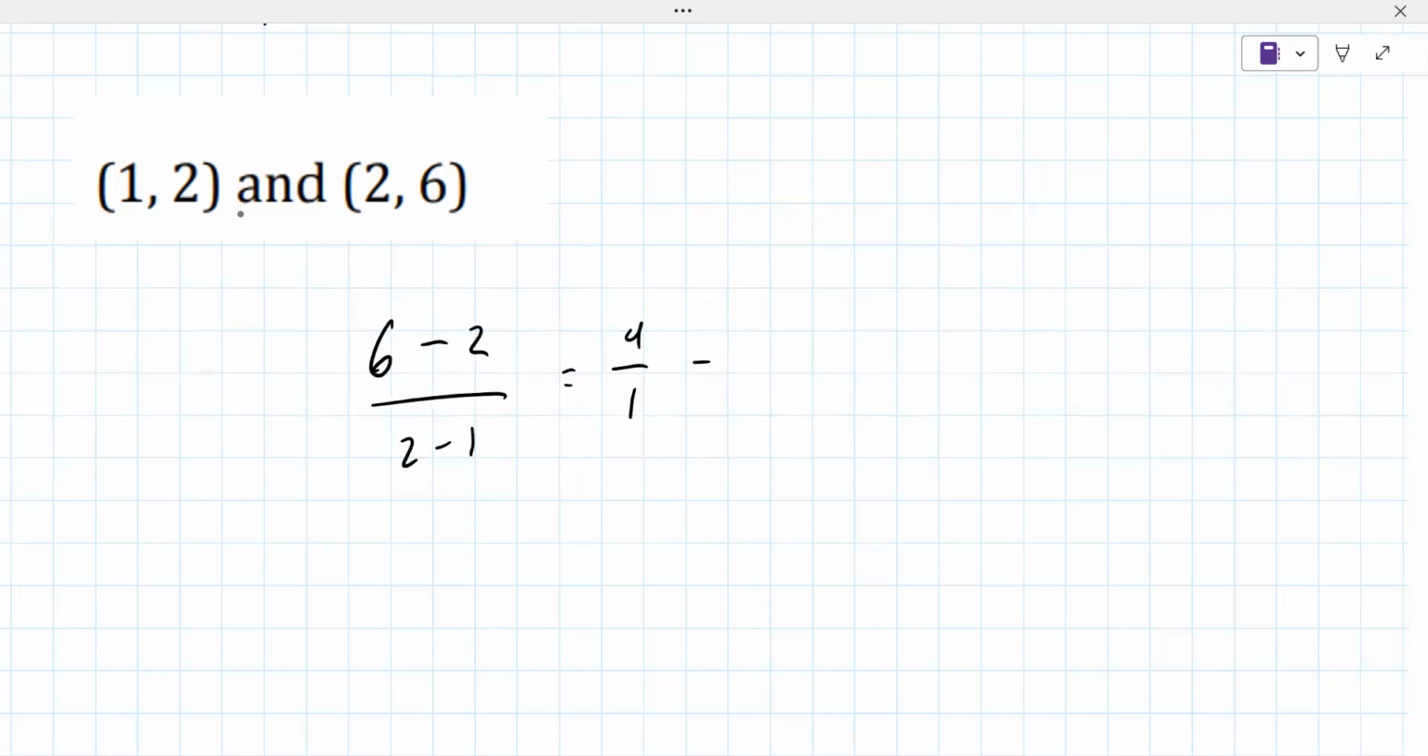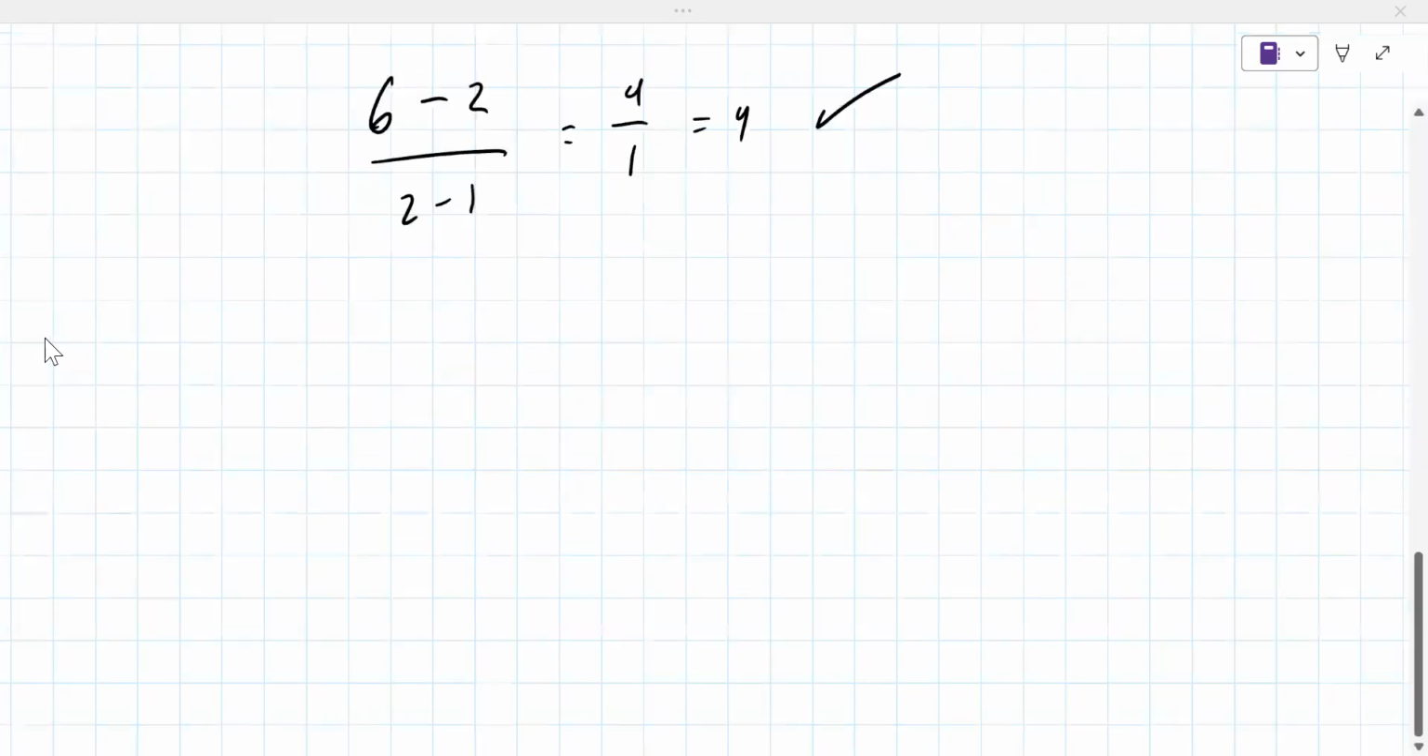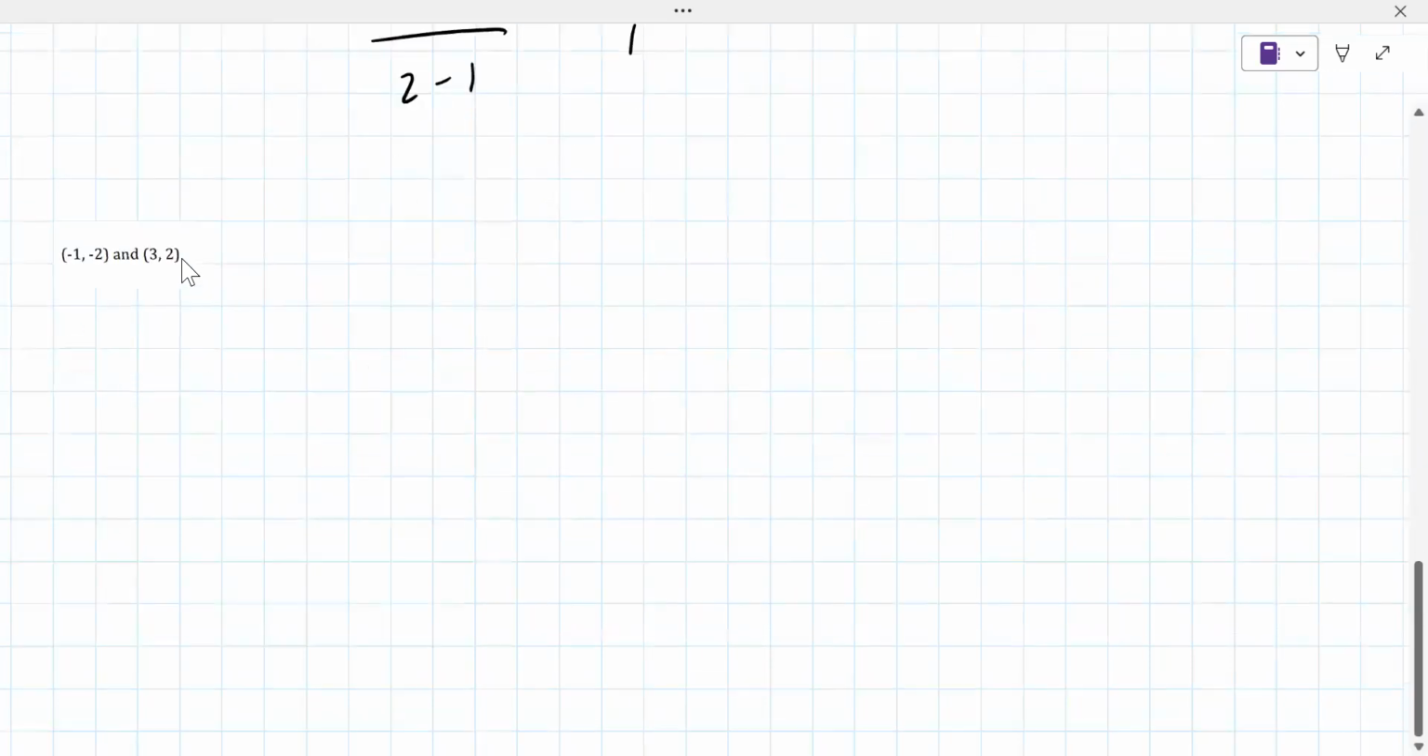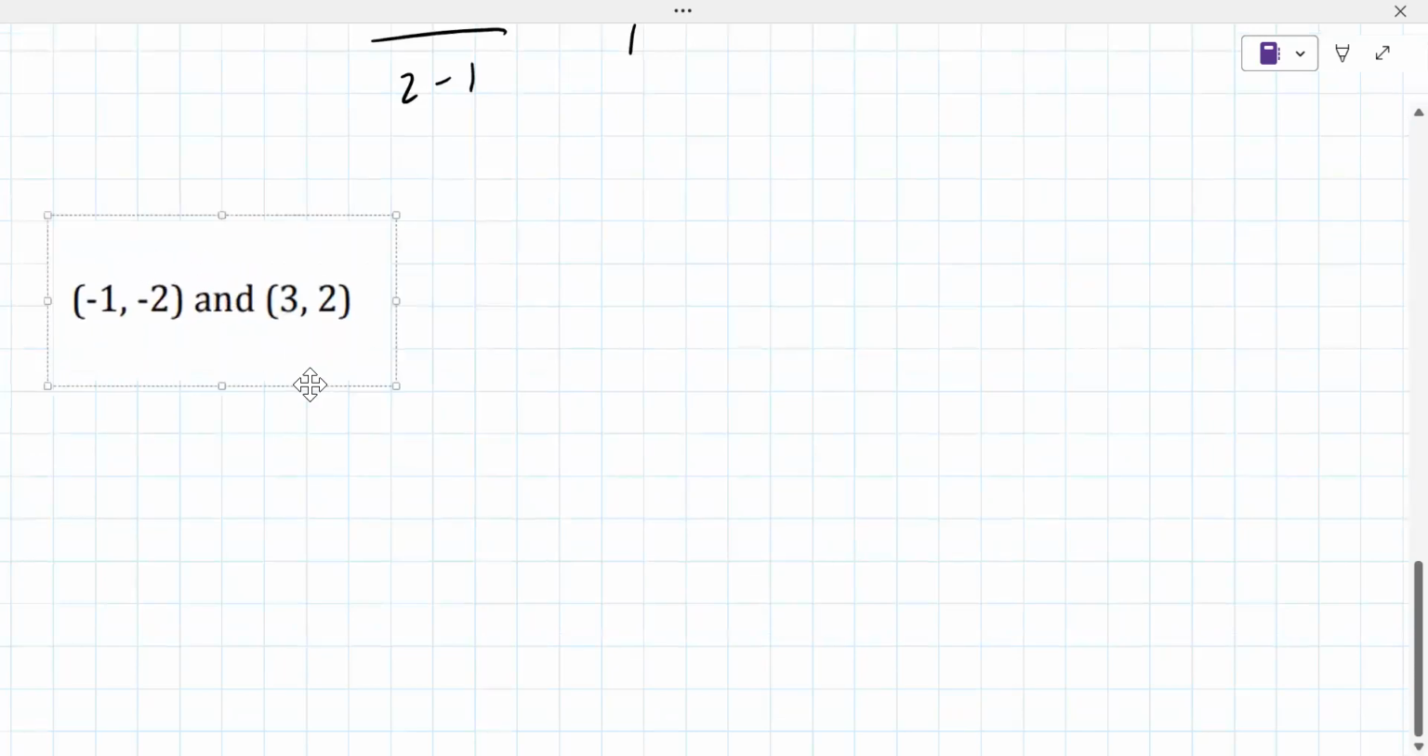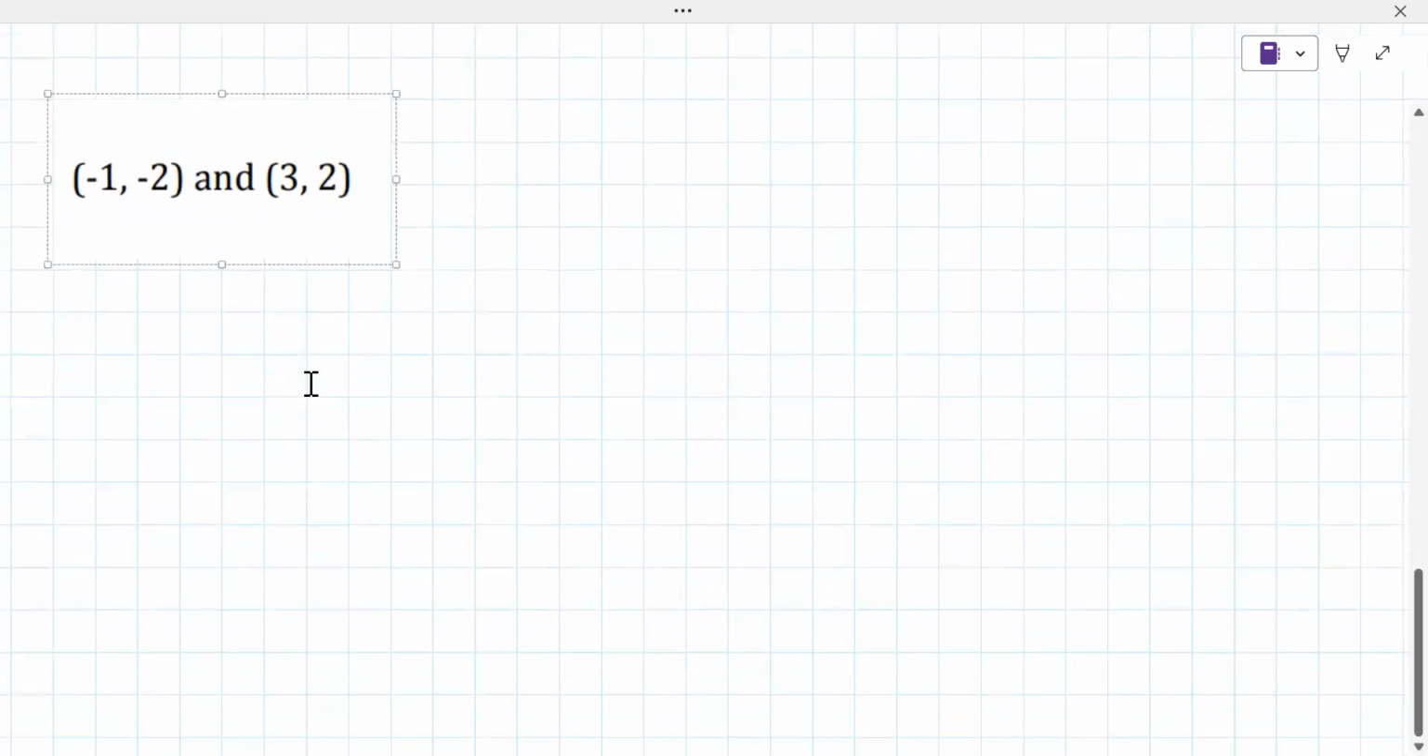Four over 1. Okay, so the slope here is 6 minus 2 over 2 minus 1, which is 4. Or 4 over 1. Good, very good. Okay, so you can see that that's good. Let me give you one just a tiny bit more difficult here, and then we'll kind of move to the next part of this, which just adds steps. So you do another one here on your own, please, and take a look at that.